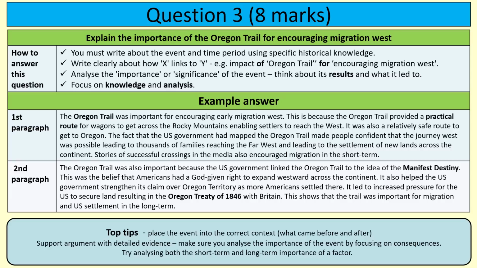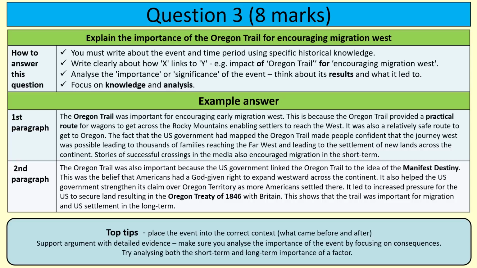The fact that the US government had mapped the Oregon Trail made people confident that the journey west was possible, leading to thousands of families reaching the far west and leading to the settlement of new lands across the continent. Stories of successful crossings in the media also encouraged migration in the short term.